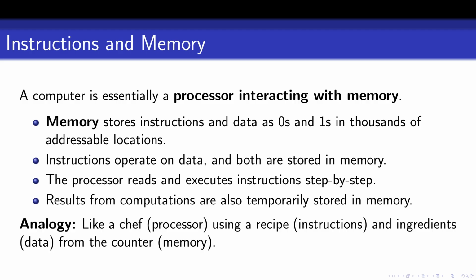Imagine the processor is a chef, the memory is the kitchen counter, the recipe is the program, and the ingredients are the data. The chef follows the recipe step by step, using ingredients and placing things back on the counter as needed. This constant back and forth between processor and memory is how all software runs, from calculators and games to web browsers and video editors. It's simple in principle, but powerful in practice.